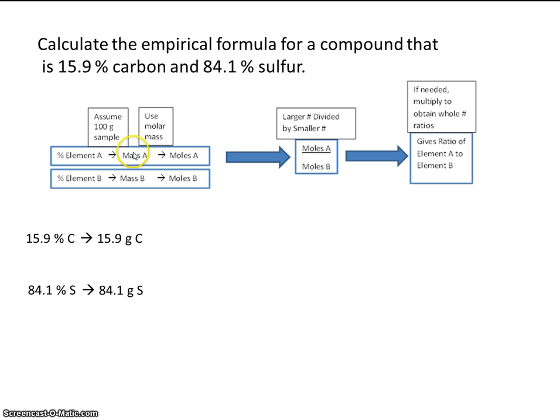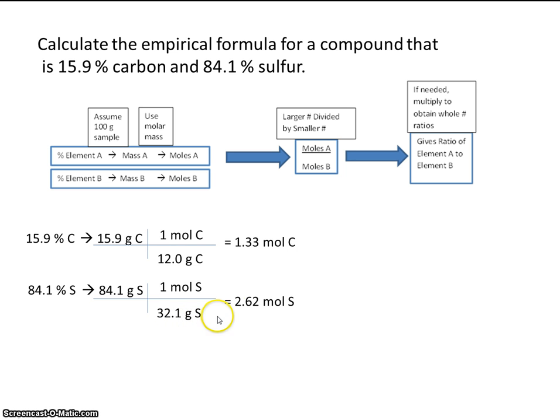Now, we're going to go from mass to moles. You know how to do that. Simply use a conversion and the molar mass. The molar mass of carbon is 12. So we have 1.33 moles of carbon. The molar mass of sulfur is 32.1. So we have 2.61 moles of sulfur.